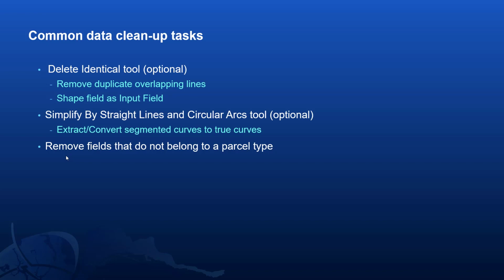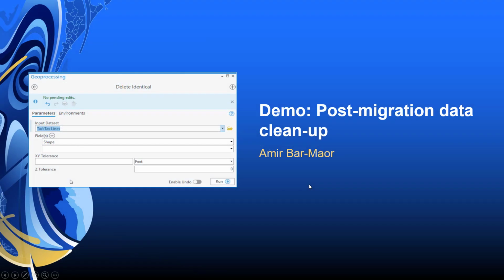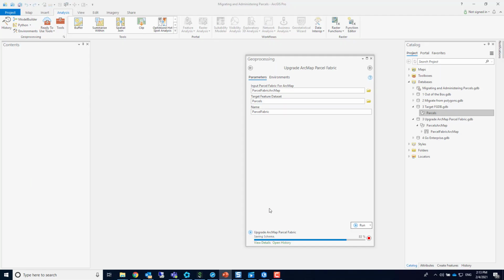And because you might have extended your own fields beyond those 56, there is no way we can guess and tell which fields those are, and you'll have to do it yourself. The delete identical line, we'll see how that is done once the upgrade process is over. Let's switch to Pro and see the details.